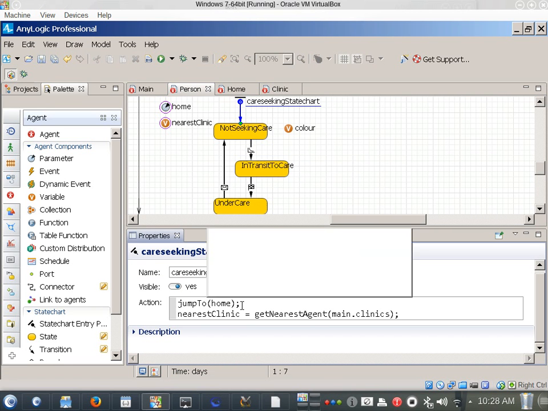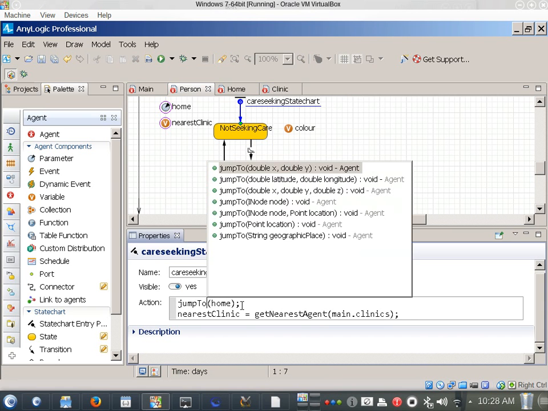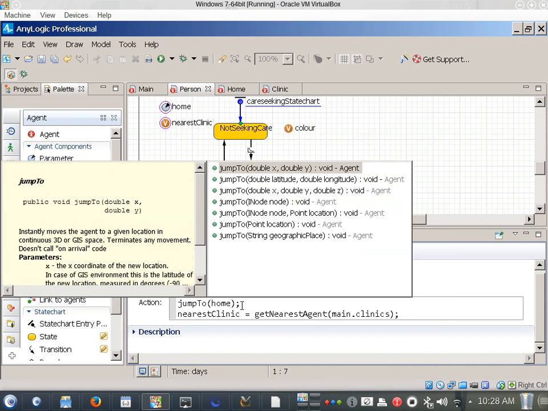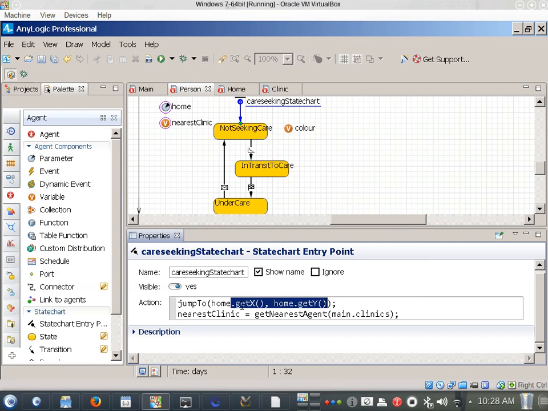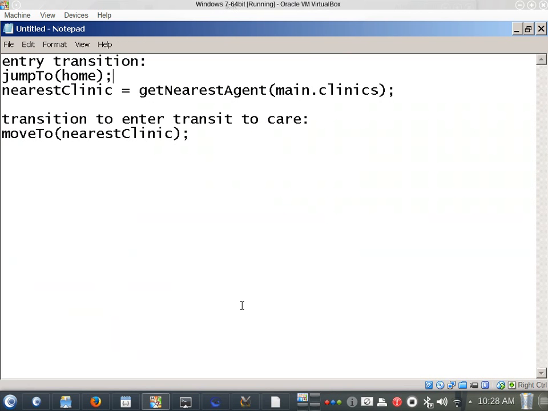Jump to and jump to. Nope, you can't do that with jump to. You can only do it with move to. Too bad. There we are. Only with the move to. Do jump to and move to operate differently? Yes. Jump to is instantaneous. Move to sets you going there.